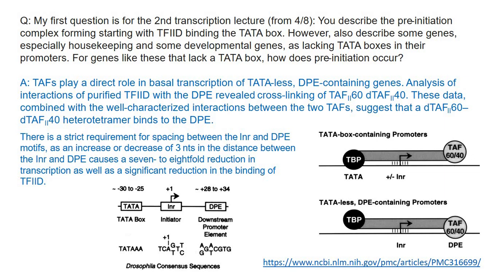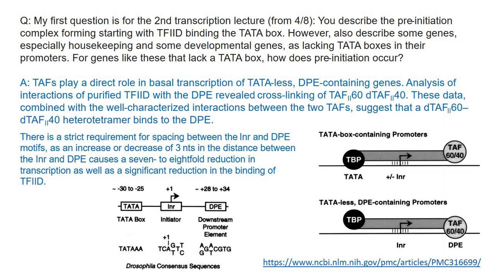Okay, so these following questions are from a different student, and the first question is from transcription. It says the pre-initiation complex formation starts with TFIID binding the TATA box. TFIID brings TBP together, because TBP is part of TFIID. The TATA binding protein, TBP, will bind to the TATA box, and thus the pre-initiation complex starts from there.